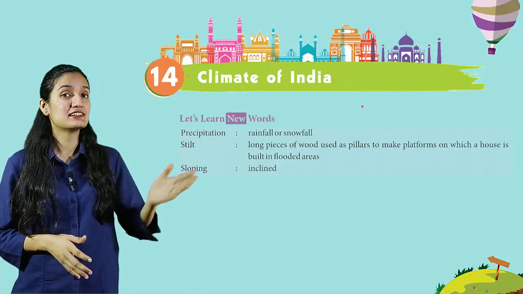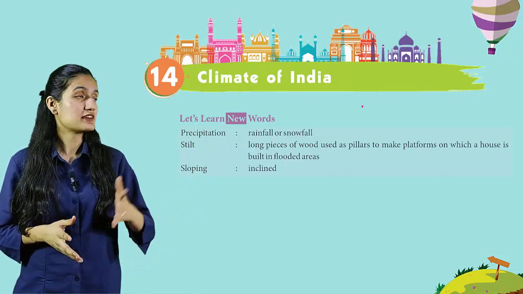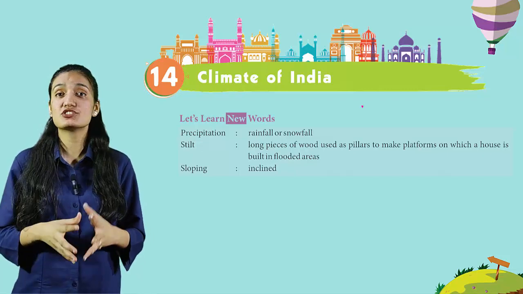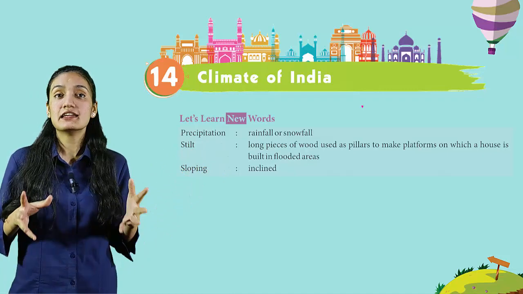Now, let's learn new words. Precipitation: rainfall or snowfall. Stilt: long piece of wood used as pillars to make a platform on which a house is built in flooded areas. Sloping: inclined.